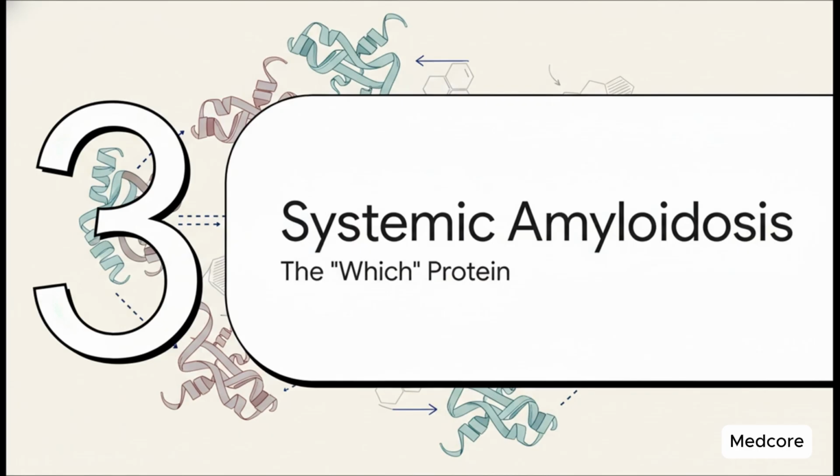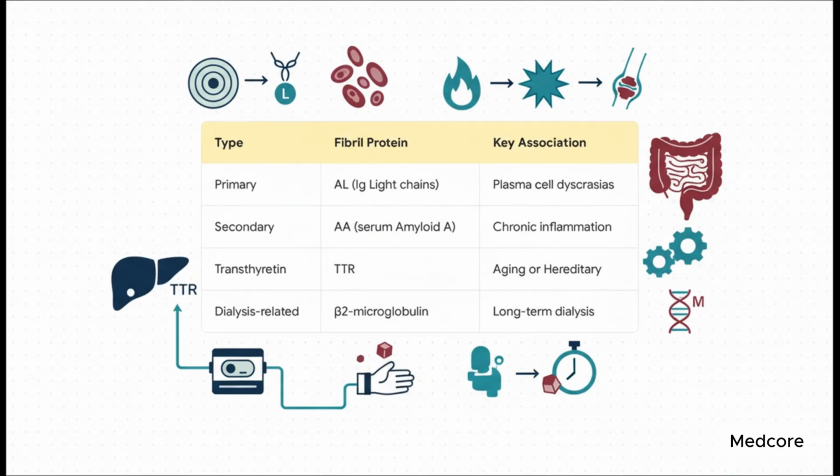But now we have to get more specific, because amyloidosis isn't just one disease, it's a whole group of them. And the way we classify them is based entirely on which protein is the one that's misfolding. Here's a little tip. The name of the amyloid protein usually gives you a clue about where it came from. This table breaks down the major systemic types.